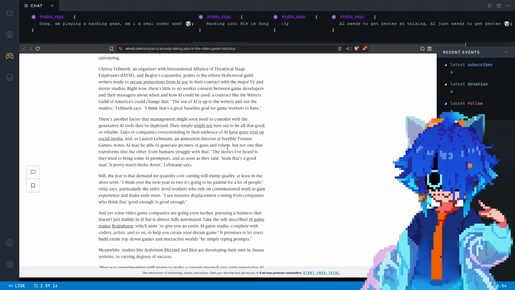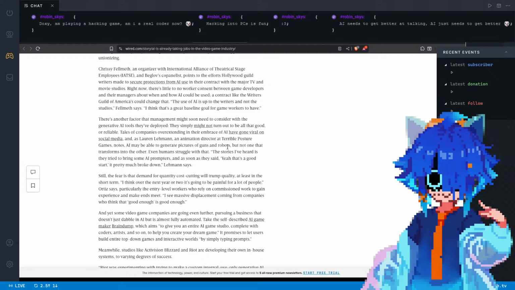There's another factor that management might soon need to consider with the generative AI tools they've deployed. They simply might not turn out to be all that good or reliable. Tales of companies overextending in their embrace of AI have gone viral on social media, and as Lauren Lemon, an animation director at Terrible Posture Games, notes, AI may be able to generate pictures of guns and robots, but not ones that transform into the other.